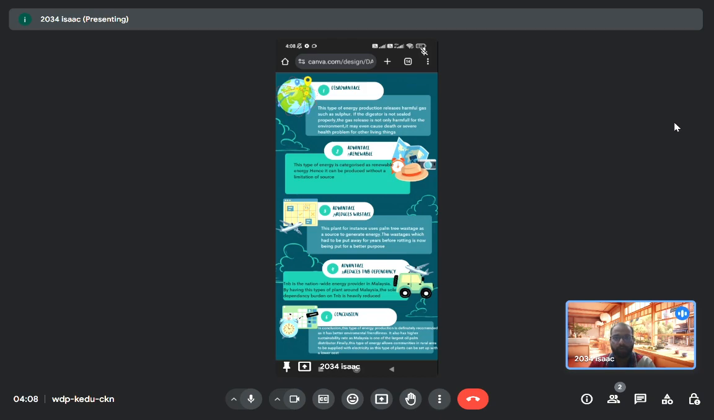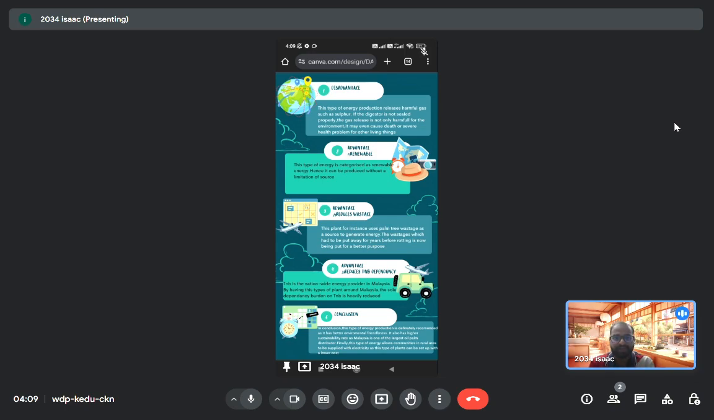Next up, I will walk through the disadvantages, advantages, and the conclusion of the usage of this type of power plant. First of all, the disadvantage. This type of energy production releases harmful gas such as sulfur. If the digester is not sealed properly, the gas release is not only harmful for the environment, it may even cause death or severe health problems for other living things.